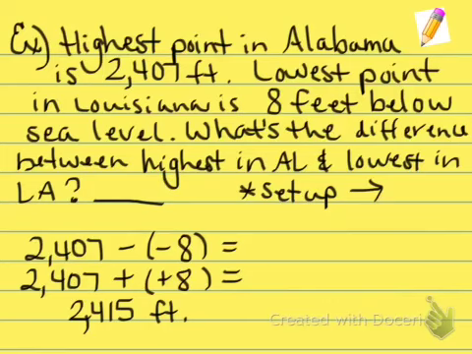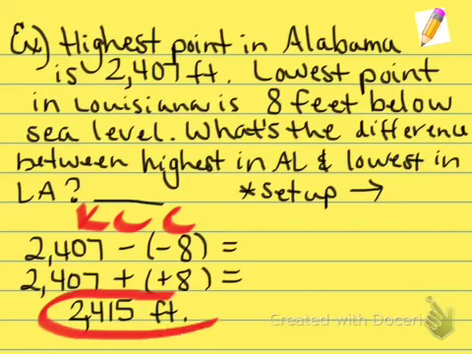Now you're going to do your keep, change, change. And you've got 2,407 plus, now the negative 8 becomes a positive 8. Remember, you're finding the difference in total height, okay, between the highest high and the lowest low. The difference total is 2,415 feet, okay? So notice that is an answer where you would have to include your measurement units, which is feet, and the total difference would be 2,415 feet.